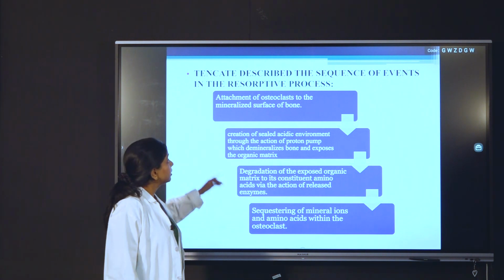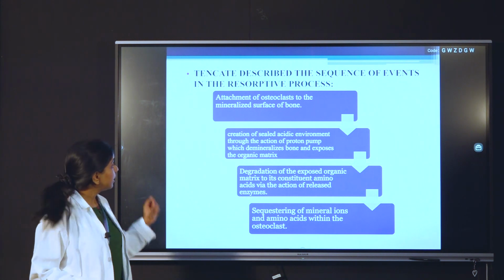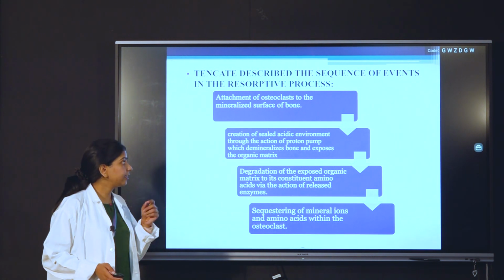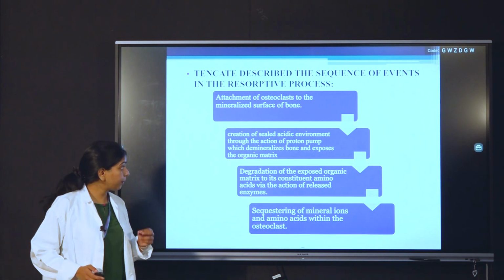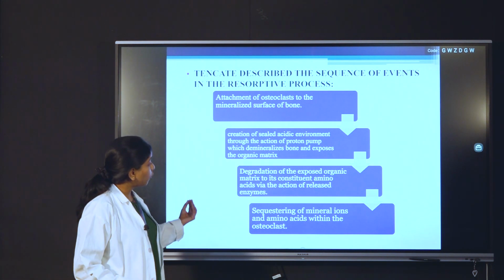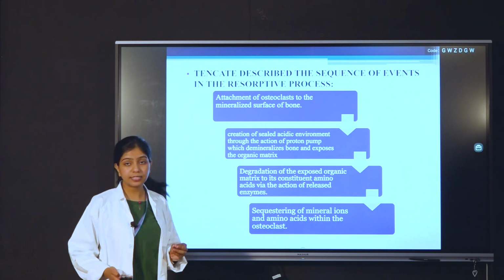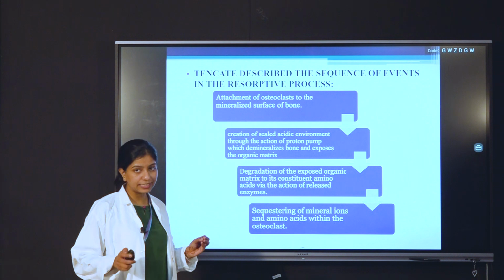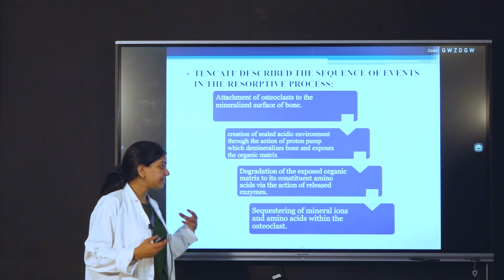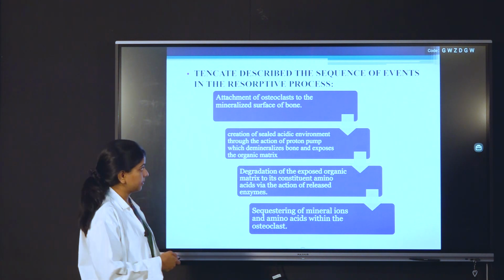So the sequence is, first, the attachment of the osteoclast to the mineralized surface of the bone. Then the creation of a sealed acidic environment through the action of the proton pump, which demineralizes bone and exposes the organic bone, followed by degradation of the exposed organic matrix to its constituent amino acids via the action of released enzymes. Finally, the sequestering of the mineral ions and amino acids within the osteoclast.